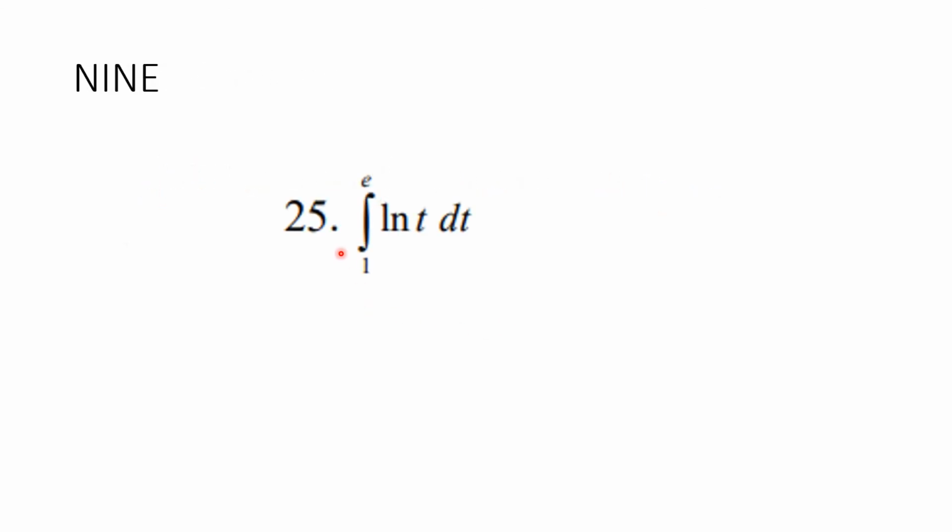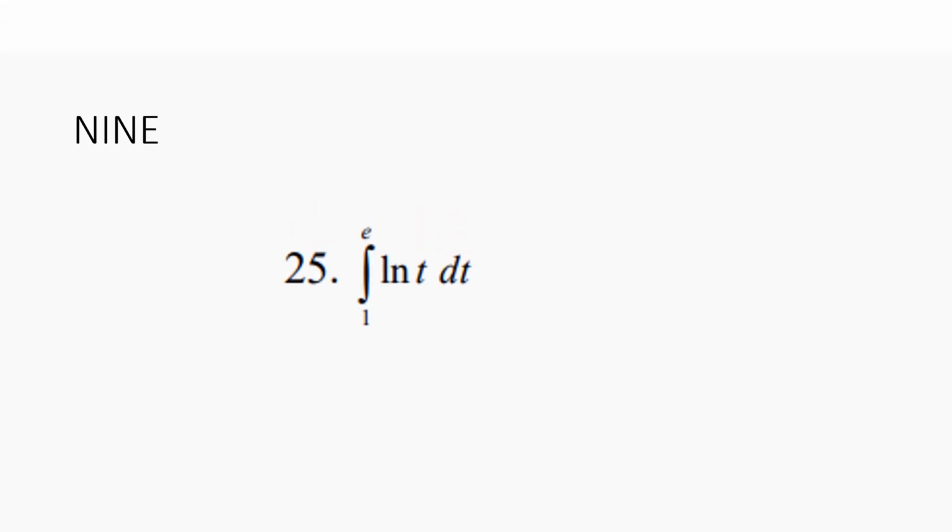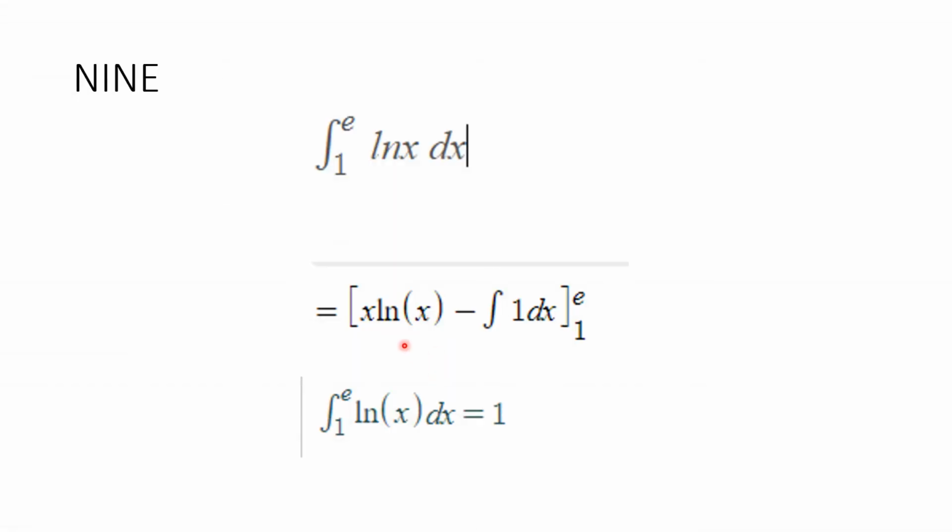Problem number 9, you have to do integration by parts again. And in this one, you let u be ln t, and you let dv equal dt. We do that, so that is uv minus the integral of v du, and evaluate it at the endpoints, and you get 1 for this integral.